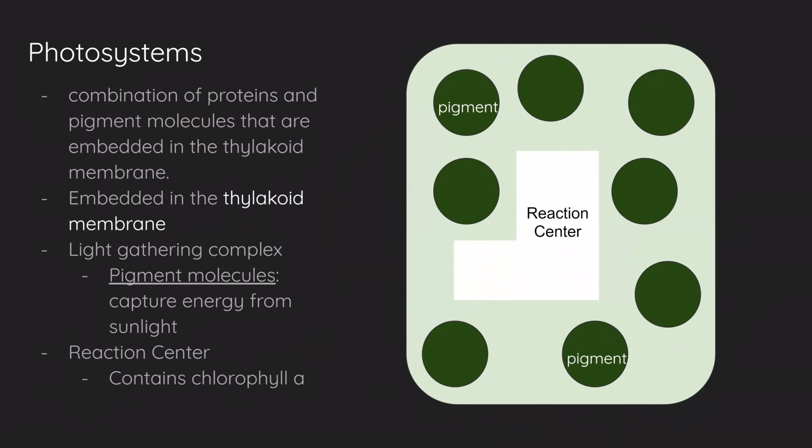Photosystems contain pigment molecules, which act as an absorption mechanism for photons, or the measurable amount of light energy. Pigment molecules capture energy from sunlight. The primary pigment molecule in the chloroplasts is chlorophyll. It gives plants their green color.